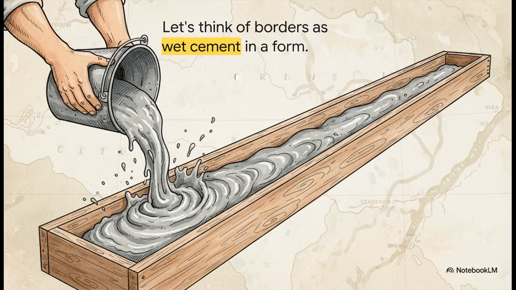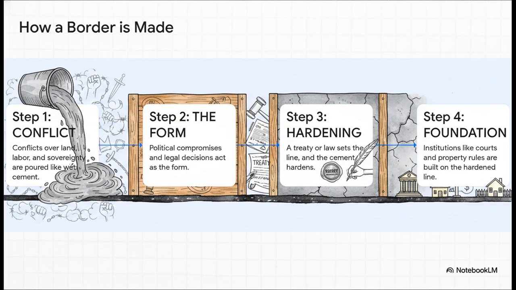Okay, so the best way to really get our heads around this system is with a metaphor. I want you to think of a state border like wet cement being poured into a form. It starts out all fluid and messy and contested, right? But it ends up as something solid, something really, really hard to move. And it pretty much happens in 4 steps. First, you've got the conflict itself. All those arguments over land or slavery or who gets the river. That's the wet cement getting poured.